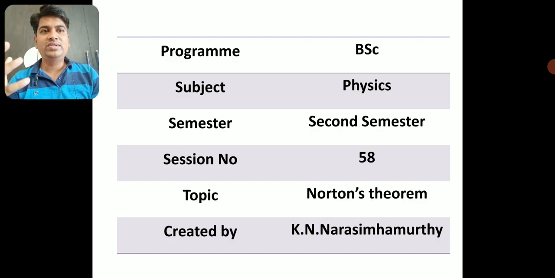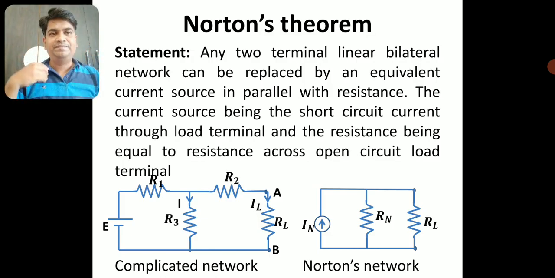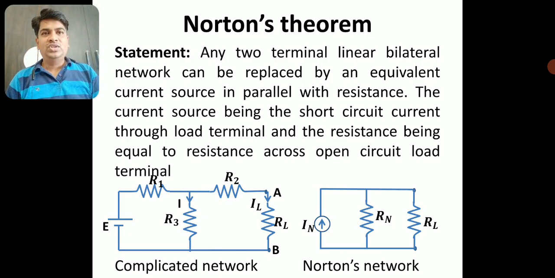Today I am going to discuss another important theorem in the network, that is the Norton's theorem. Right. Let us get into the new theorem today. So this states that any two-terminal linear bilateral network can be replaced by an equivalent current source in parallel with resistance. The current being equal to the short circuit current through the load terminal and the resistance being equal to the resistance across the open circuit load terminal. I'll explain it to you one sentence at a time.